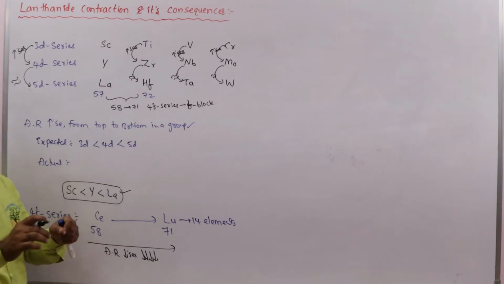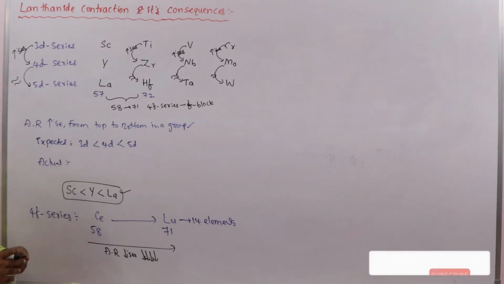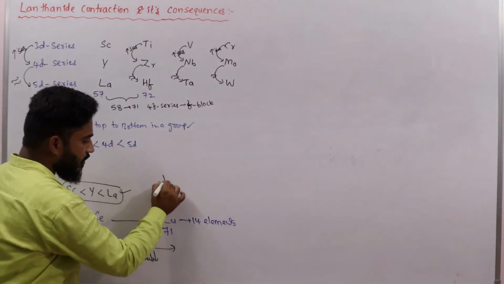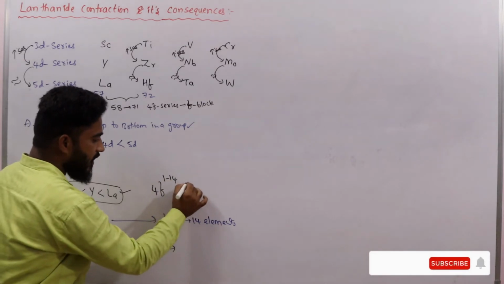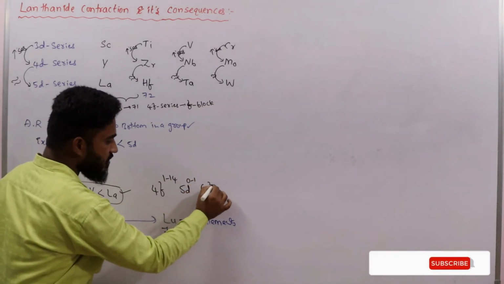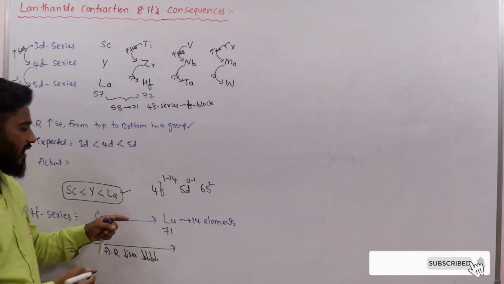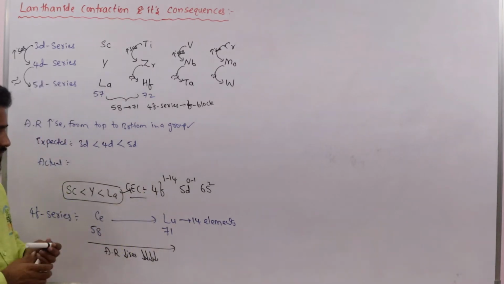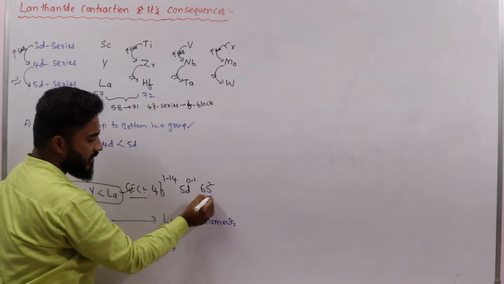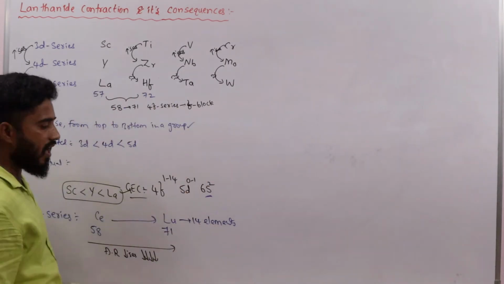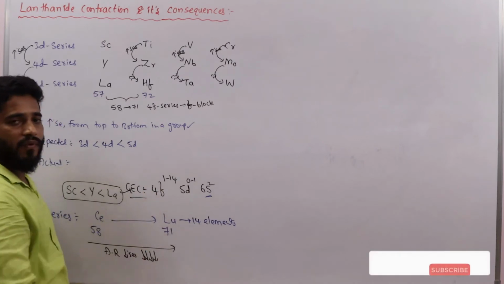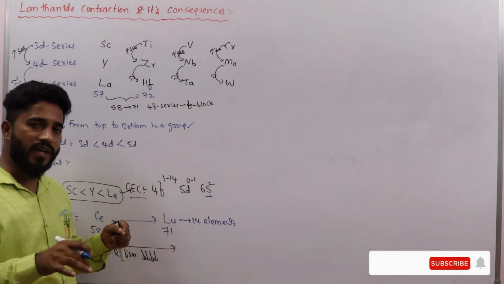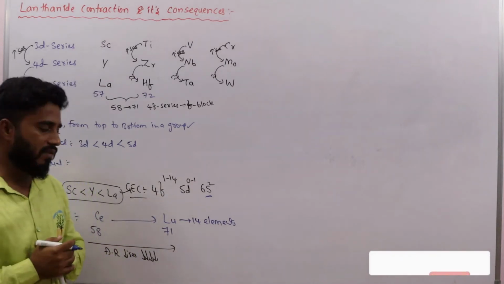Now let us see what lanthanide contraction is. Before that, what is the general electronic configuration of these 4f series elements? That is 4f1 to 14, 5d0 to 1, and 6s2. This is the general electronic configuration of 4f series elements. That means after filling of the 6s orbital, the outermost orbital, the electron enters into the 4f orbital. So what will happen when the 4f orbital, an inner orbital, is filled with electrons?